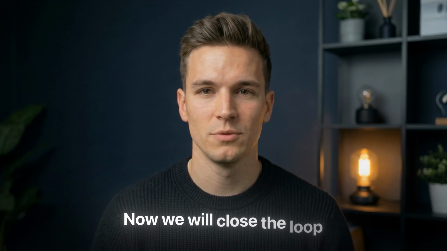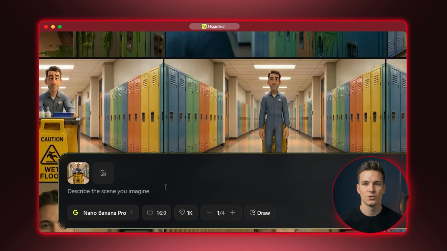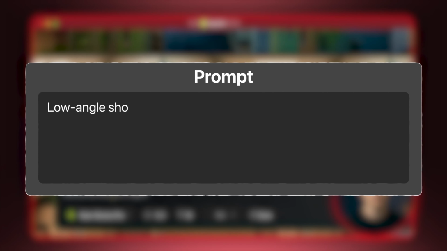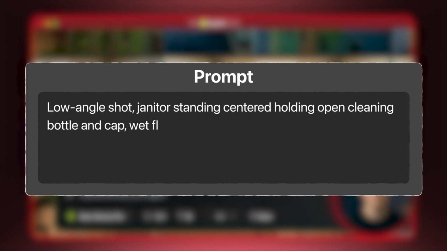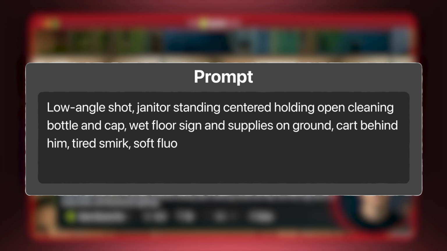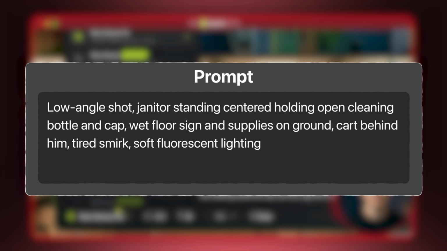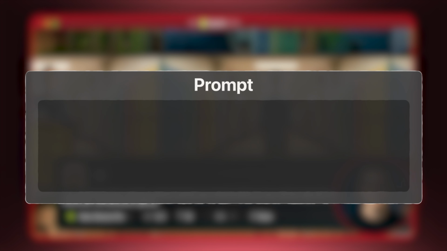Now, we will close the loop. The image prompt that we are using is this. Low angle shot. Janitor standing centered, holding open cleaning bottle and cap. Wet floor sign and supplies on ground. Cart behind him. Tired smirk. Soft fluorescent lighting.